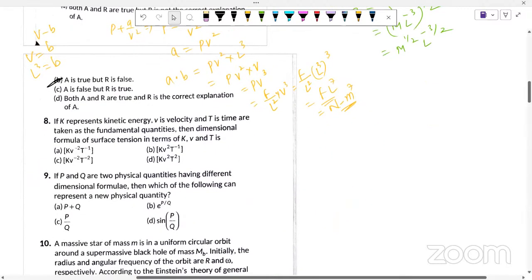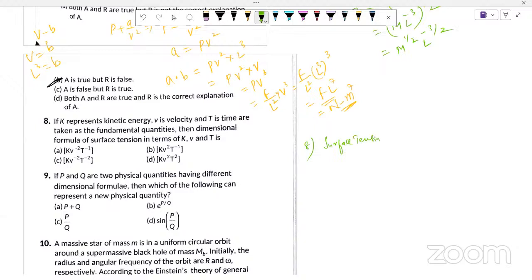Question number 8. I hope you can do this question, beta. If K represents the kinetic energy, V velocity and T time are taken as the fundamental quantities, the dimensional formula of surface tension in terms of K, V and T will be equal to how much? Can anyone try, beta? Try question number 8 once, quickly. Surface tension has no symbolic representation, so it must be equal to kinetic energy to the power of a, velocity to the power of b, and time to the power of c. Now write the dimensions.